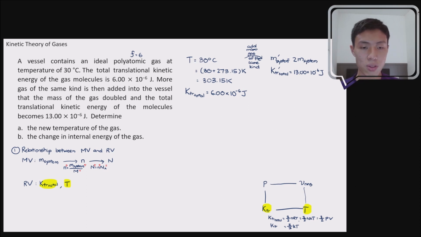Okay, so if we want to involve KTR total and also temperature, then we take the KTR total equation. Then any equation that has temperature inside would be good enough. So I think I will take the second equation, 3 over 2 nKT maybe. So from this analysis, in order to include everything inside, I'll be using KTR total is equal to 3 over 2 nKT. This is the equation I picked from step 1. Then once I'm done with step 1, what do I do? I find the relationship between the old terms and the new terms.